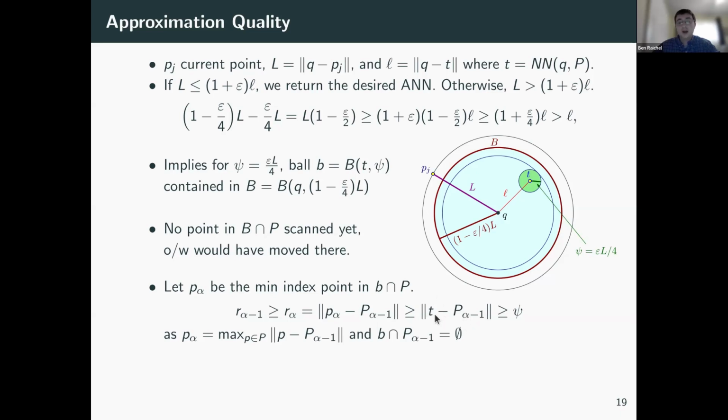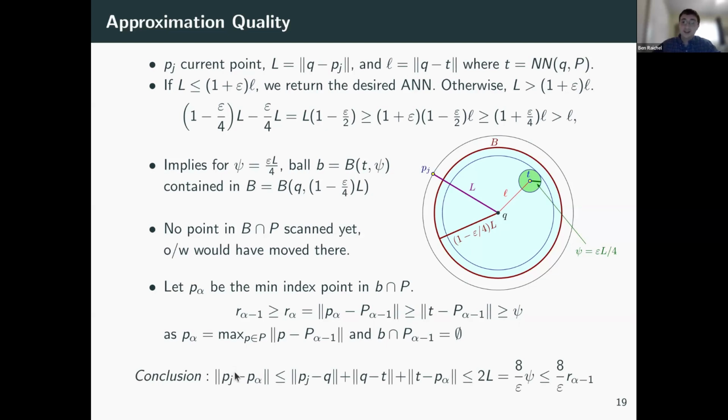And this quantity right here is at least psi, the radius of the green ball. Why is this greater than psi? Because alpha is the smallest index point that hits that green ball. If it wasn't, that would contradict P alpha being the first index point that hit it. Okay, so good. Summary: I have R alpha minus 1 is greater than or equal to psi, which lets me conclude the key fact.